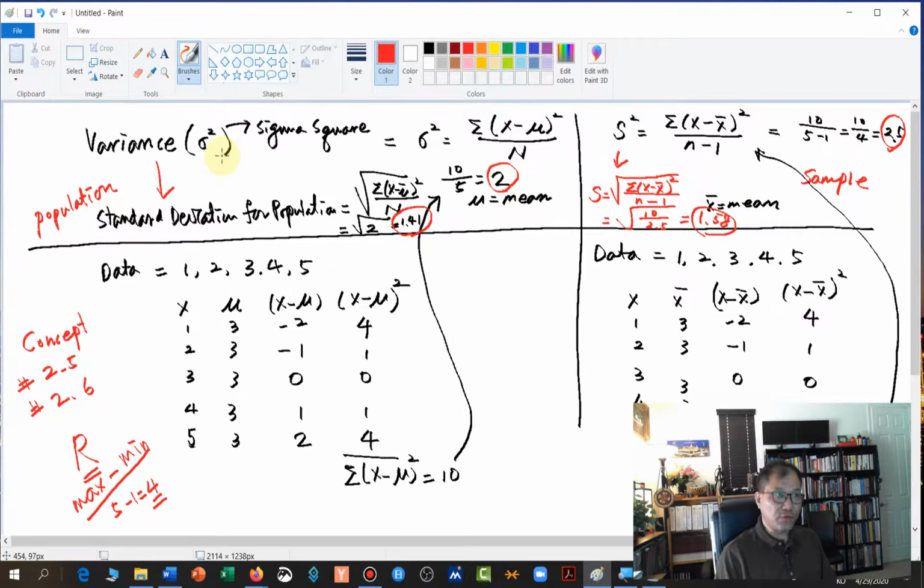Don't get confused with the Greek sign of sigma. That is the summation that adds all the numbers. However, the lowercase Greek letter is also called sigma, and sigma square. So sigma square is the variance equation for the population.